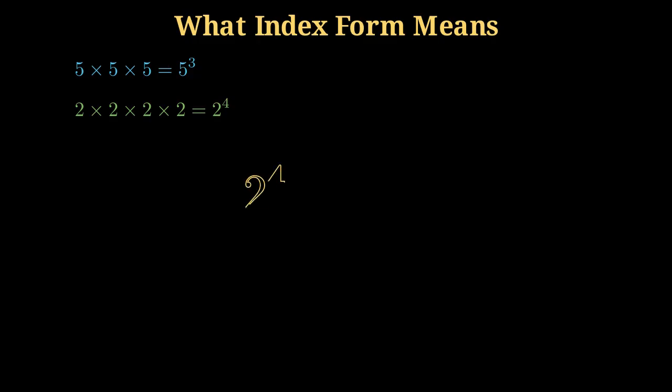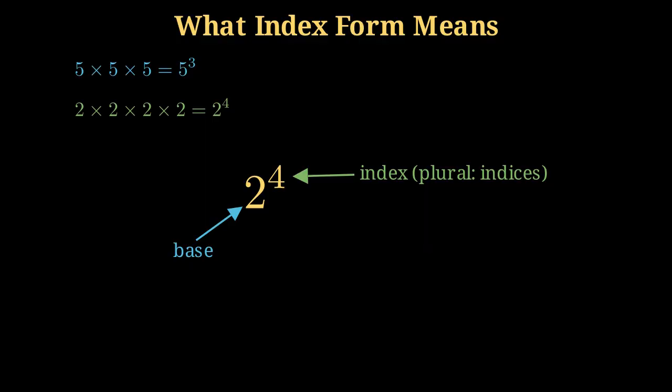The 2 parts have names. Learn them now. You will use them all through this topic. The big number being multiplied is the base. The small raised number is the index, plural, indices. Base 2, index 4, read as 2 to the power 4.